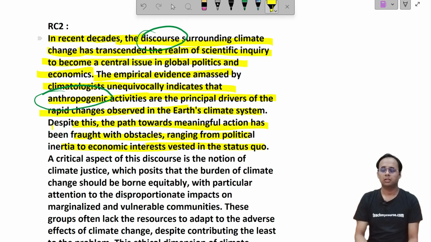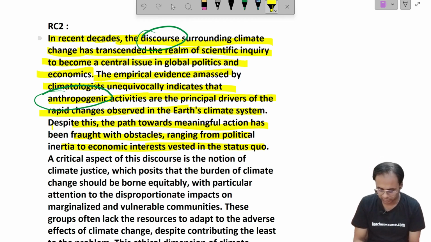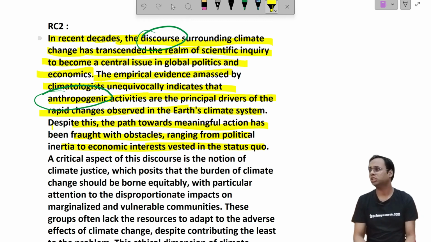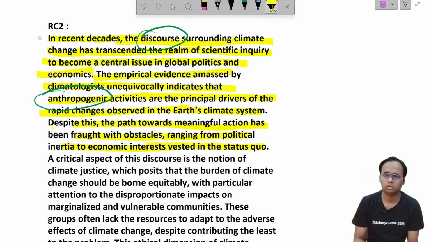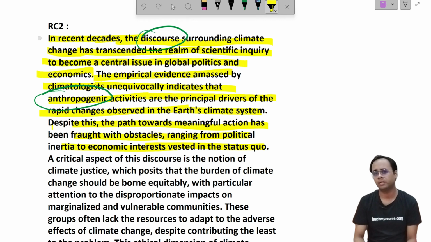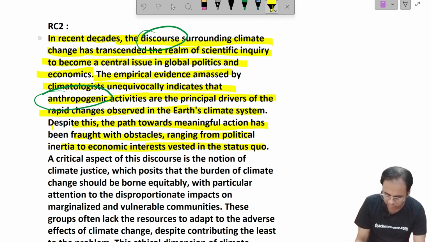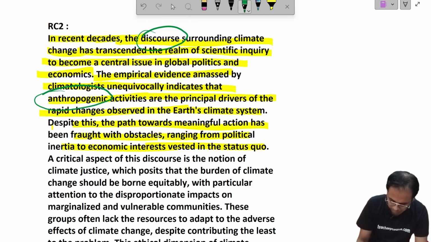But still a lot of political parties and a lot of people actually want to maintain the status quo. Not essentially the political parties, but a lot of businesses also want to maintain the status quo. Status quo means that whatever the present status is, they want to maintain it. Okay, that is the status quo. People just don't want to change.